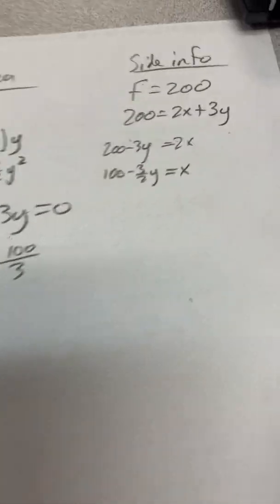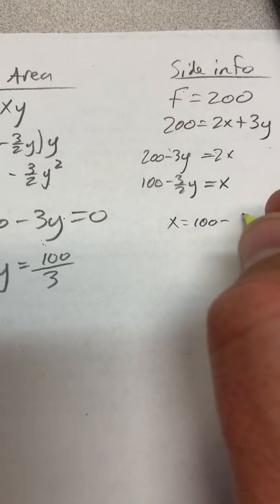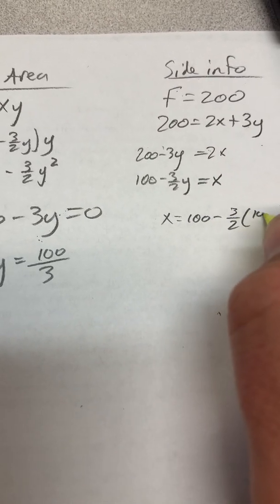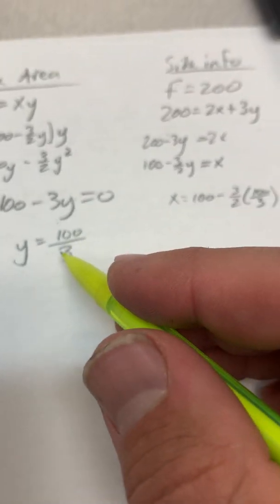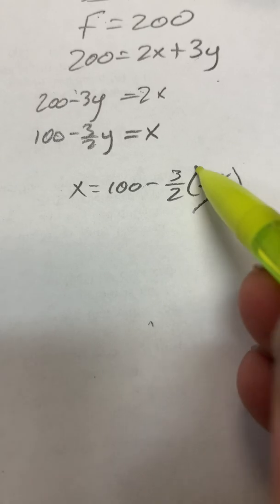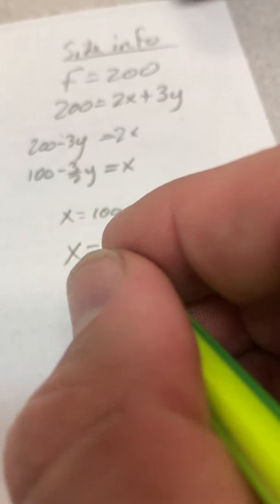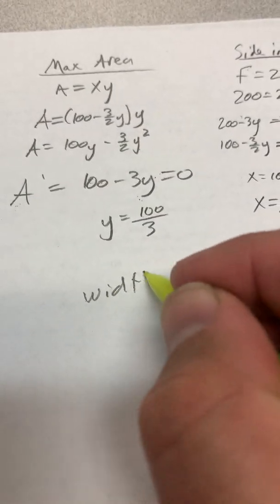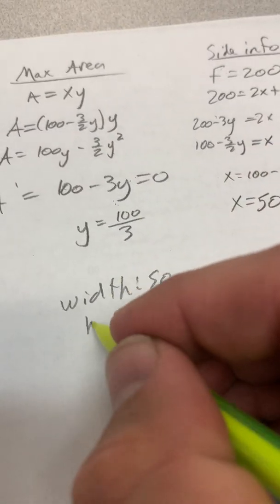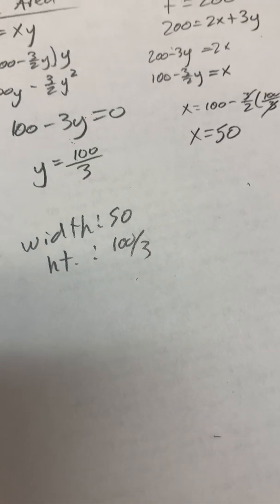Now I need to find X, so I go over here and I say X is equal to 100 minus 3 halves times 100 thirds. Now, a lot of you guys will want to make that 33.3 because you're afraid of fractions, but it wouldn't work out real nice like mine. 3's go away, 100 over 2 is 50, and 100 minus 50 is 50. So my dimensions are width of 50 and height of 100 thirds to maximize the area of my corral.